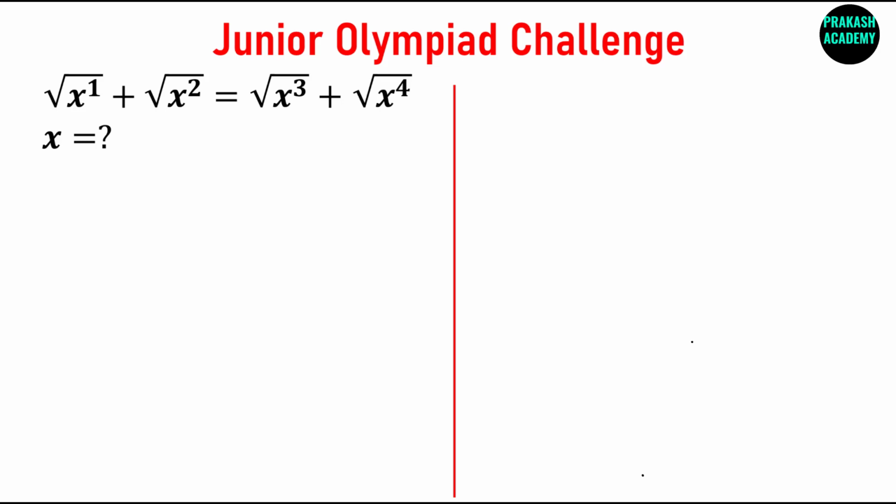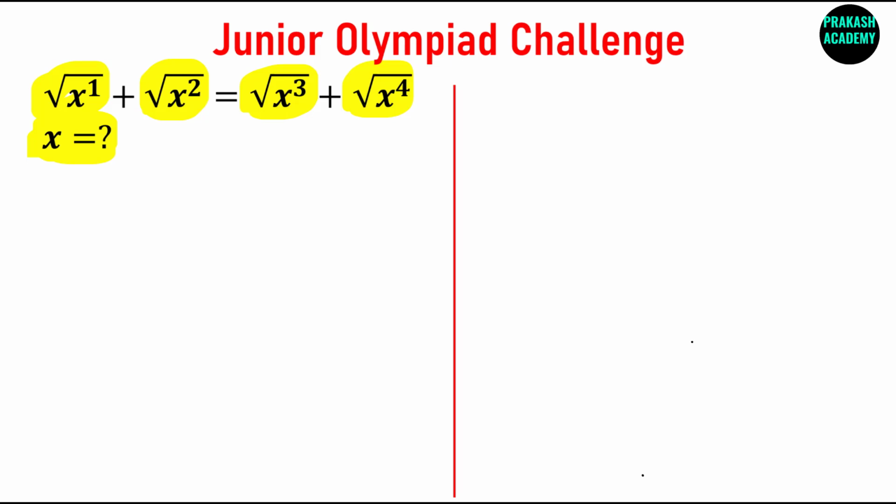Now in this problem we have been given a radical equation and we have to solve for x. So we have root x plus root x square, and this is equal to root x cube plus root x4. And we have to find the value of x that satisfies this equation. Now initially it may look like a tough problem, but this is a very easy problem if you use the rules of exponent.